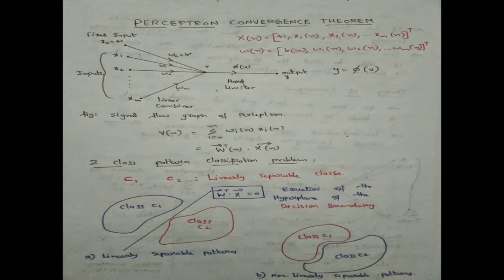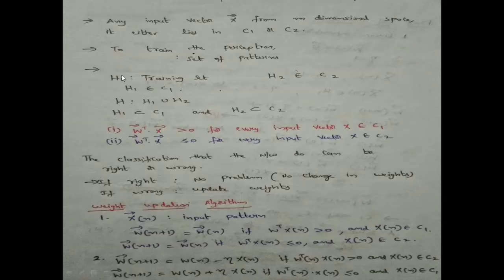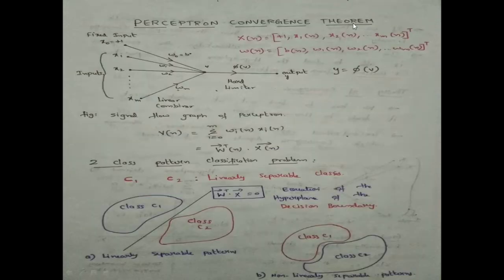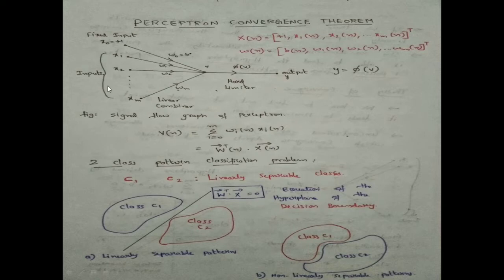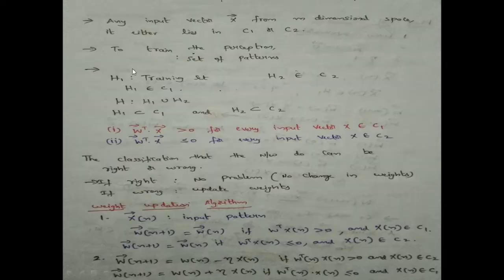So if we discuss these two classes, any input pattern we take or any input vector we take from the m-dimensional space should belong either to class C1 or to class C2. And in order to train this perceptron, we have to take the set of patterns, right? That is, we have to train the perceptron with a sufficient number of patterns that are taken from the class C1 and the class C2.